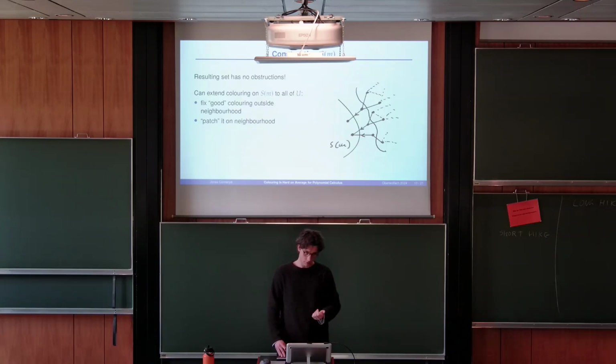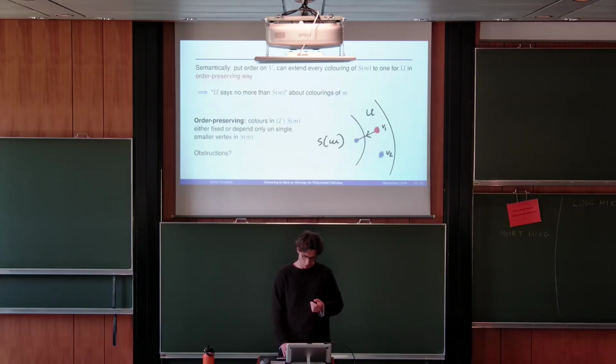And now we're in a pretty good position to extend the coloring on S of M to the whole set U. Sorry, I must have missed something. The graph is oriented? Exactly. You have an order on the vertices of the graph, so this gives you an orientation of the edges. A linear order on the vertices.